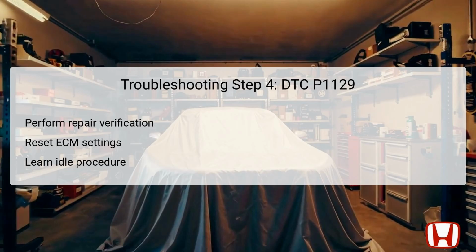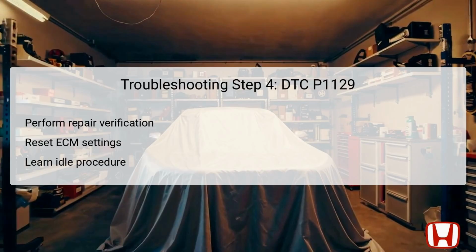First, turn the ignition switch to the on position, II, and utilize the HDS to reset the engine control module, ECM, settings. An essential part of this process is to perform the ECM idle learn procedure, which adjusts the engine settings for optimal idle performance.